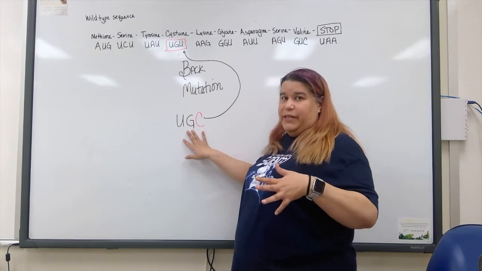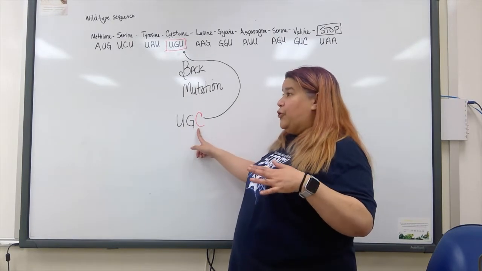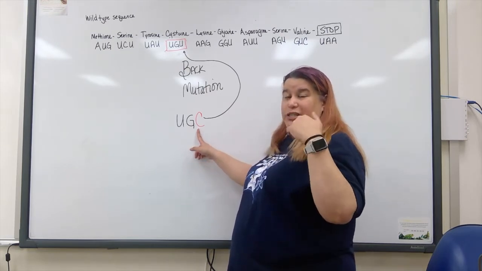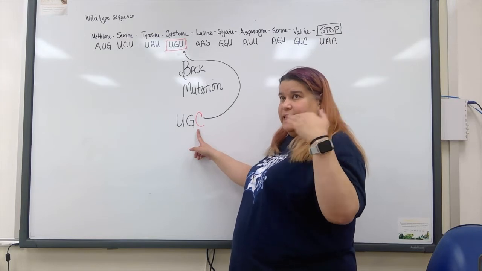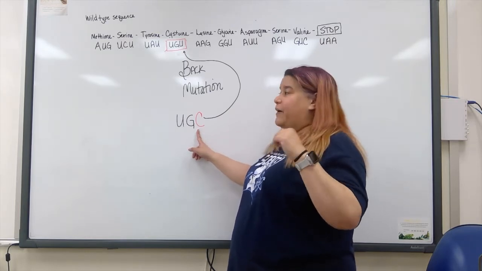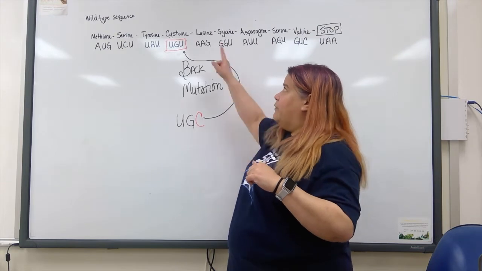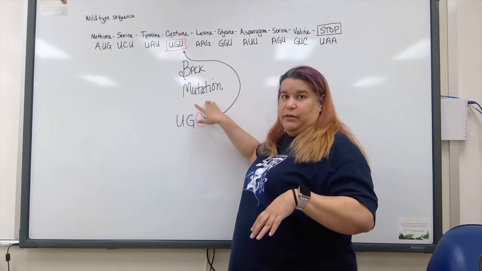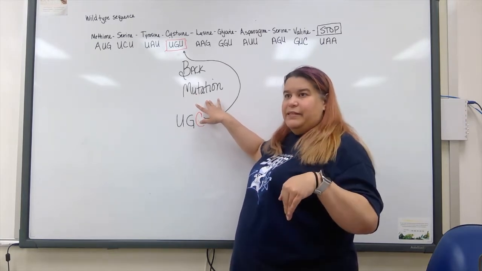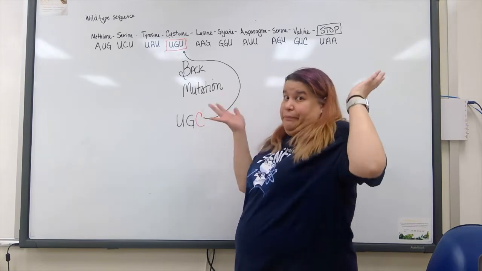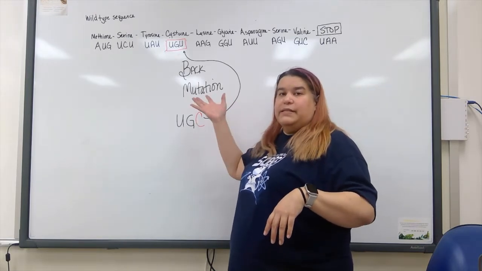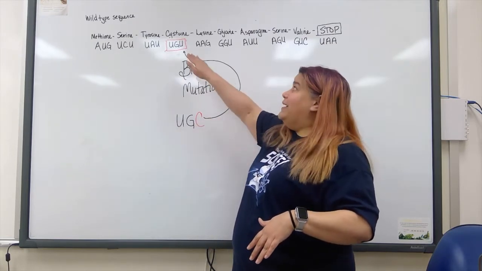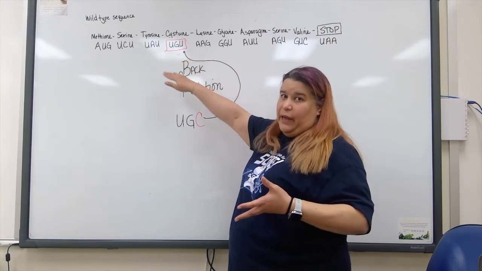This was my silent mutation where I changed the third base. It still stayed cysteine, but the actual sequence of nitrogenous bases was different. Amino acids stayed the same, but that sequence changed. If I were to take that C and replace it with a U, the original wild type sequence, that would be a back mutation. I believe I said this in the other lecture. Why does it happen? Sometimes it does, and when it does, we just call it a back mutation because it started looking like this, it ended looking like that, which was back to wild type.